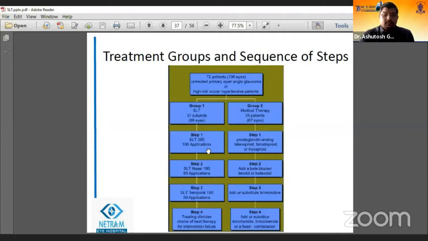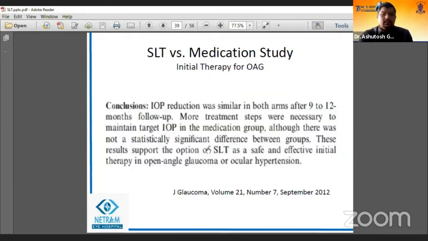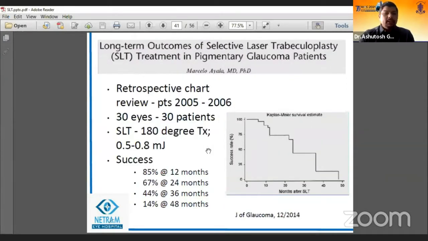Another study, which compared SLT with medication, also observed that SLT is equivalent in IOP reduction, and is a safe and effective therapy for open angle glaucoma as primary treatment. Another study by Sua et al. compared patients who were on maximum medical therapy, and when they were treated with SLT, they showed an overall success rate of 45% as per their target IOP.